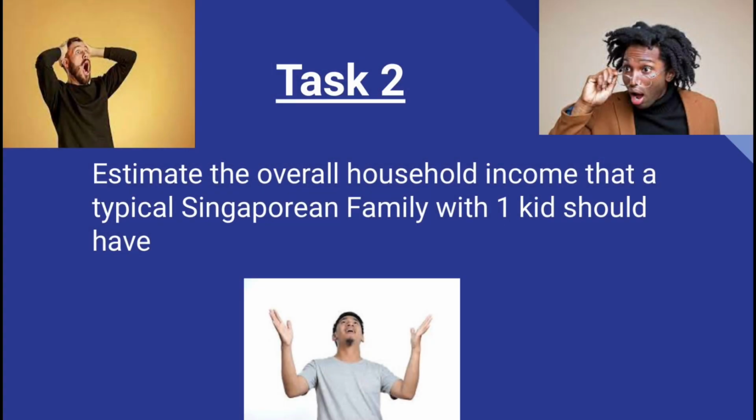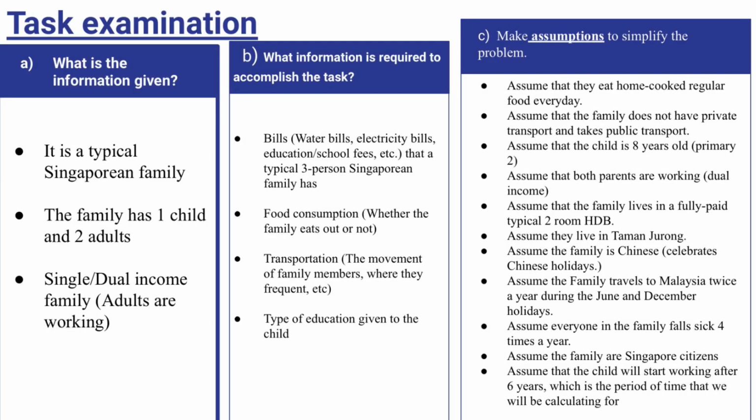In this presentation, we will be covering Task 2, which estimates the overall household income that a typical Singaporean family with one kid should have. Firstly, let's examine the information given. The keywords to take note of are a typical Singaporean family, family with one kid and two adults, and single or dual income family with all adults working.